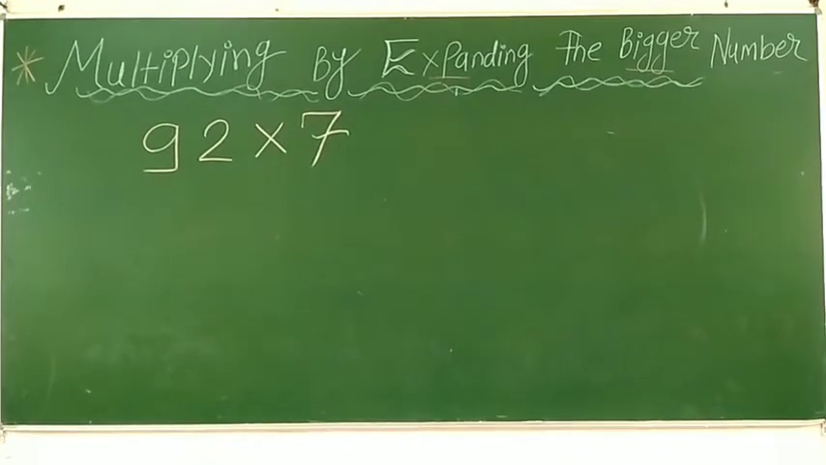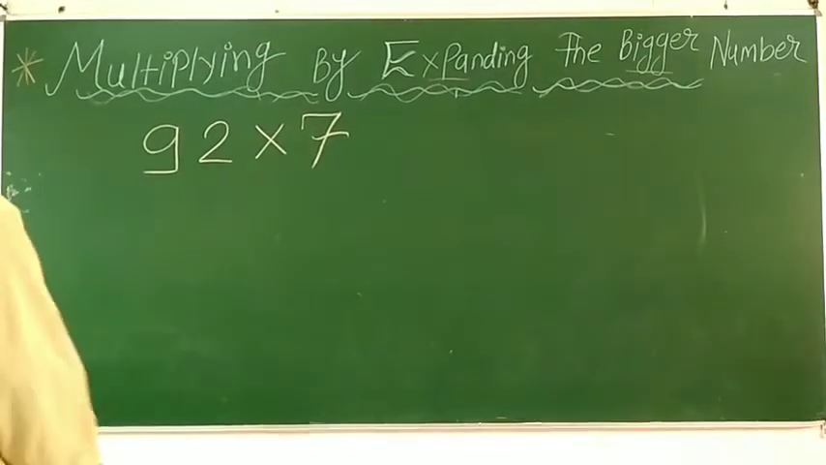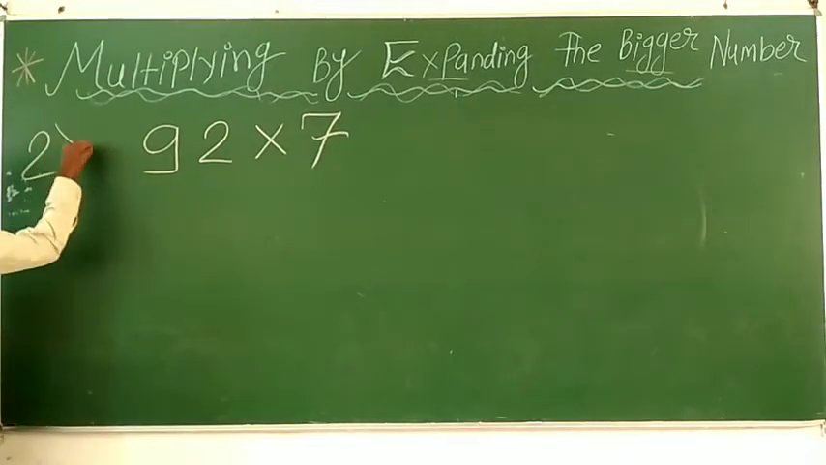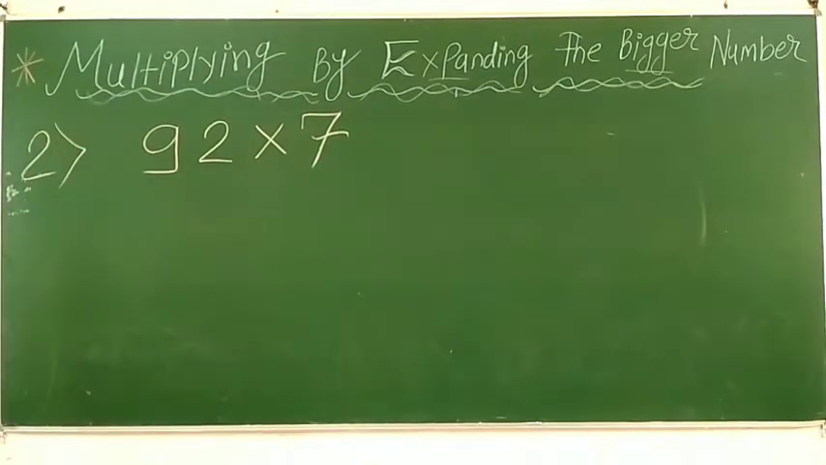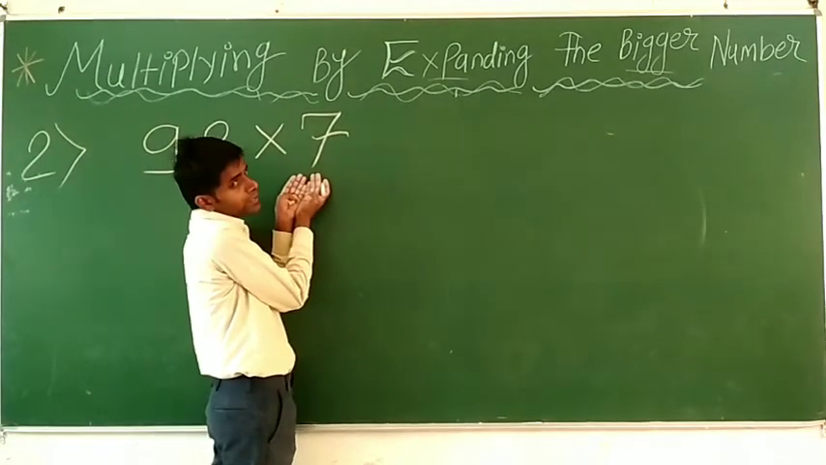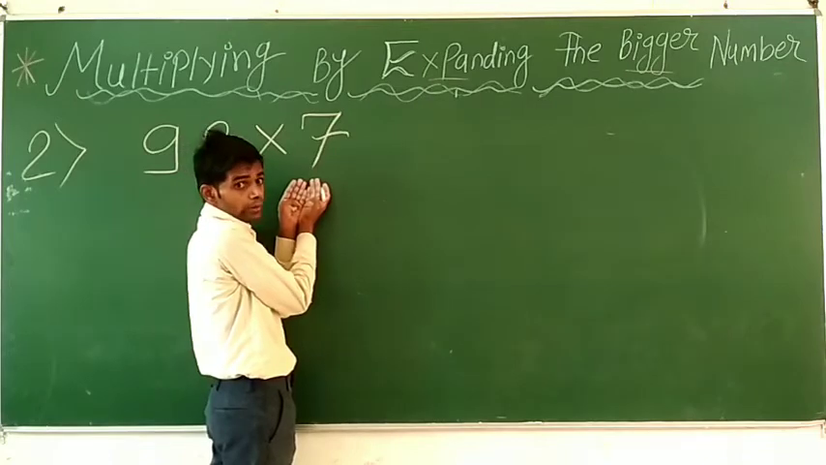Okay students, let's solve one more question, and that is 92 multiplied by 7, which is the second question from the checkpoint. Okay, so stop writing and look front. लिखना बंद करो. Okay. So now we have to find the product of 92 and 7. Look everyone front.